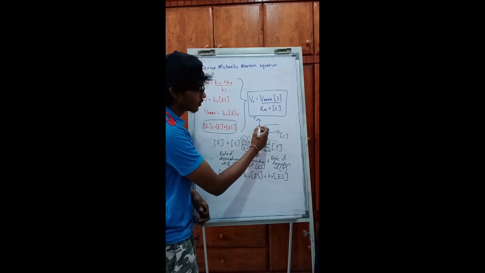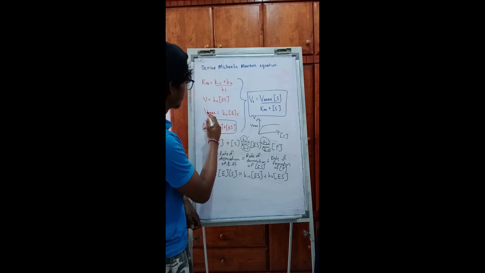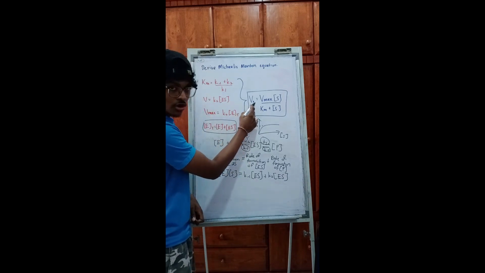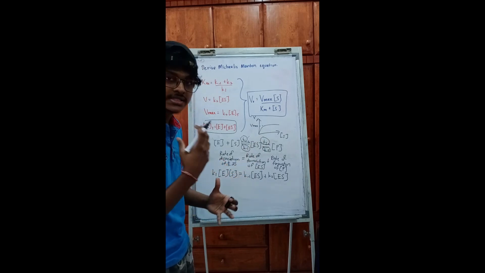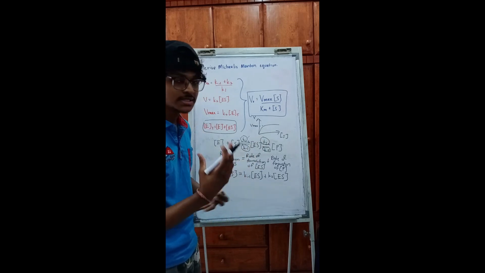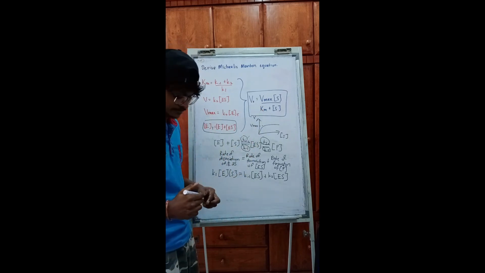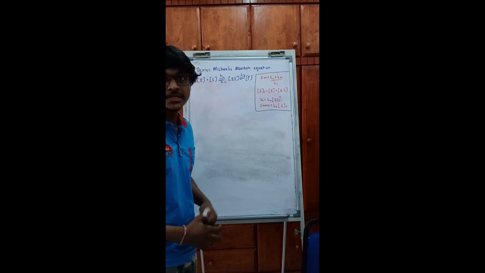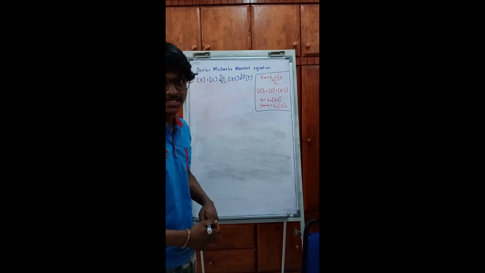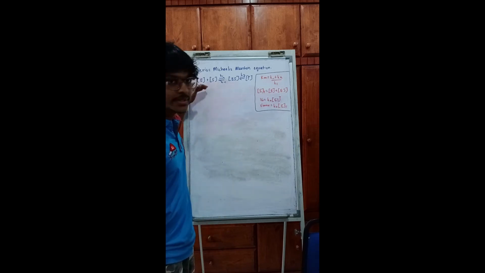So at this point, this is called maximum velocity, and the V or V naught is the minimum velocity. The starting velocity of the enzyme is known as V naught. So we are now about to begin deriving the Michaelis Menten equation. The first step will be, we have to come from this equation.